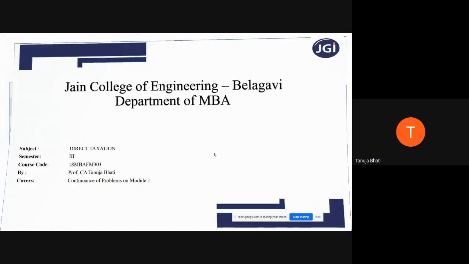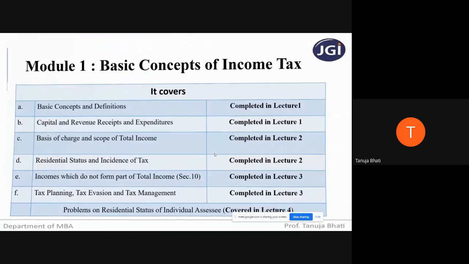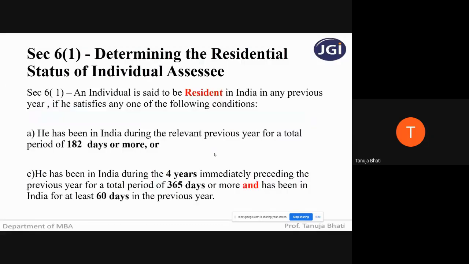So let us start. Before we start, you all know what Module 1 comprises of. Today we will be covering the continuation of problems on residential status of an individual Assessee. Before beginning with the problems, let us quickly revise the provisions which will help us to solve the problems.